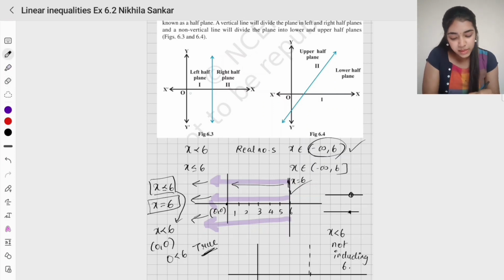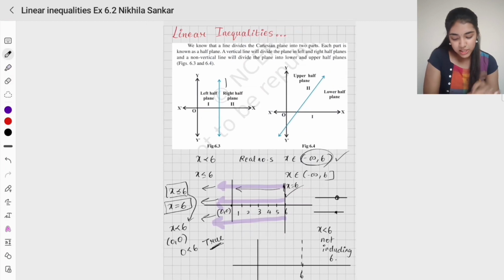Okay? Now this line is parallel. If it is not parallel, and is slanting like a slope, then what happens? You will have an upper half plane and a lower half plane. Okay? Like left half plane and right half plane, you will have an upper half and a lower half plane. Okay? So this is some basic concept that you need to know.